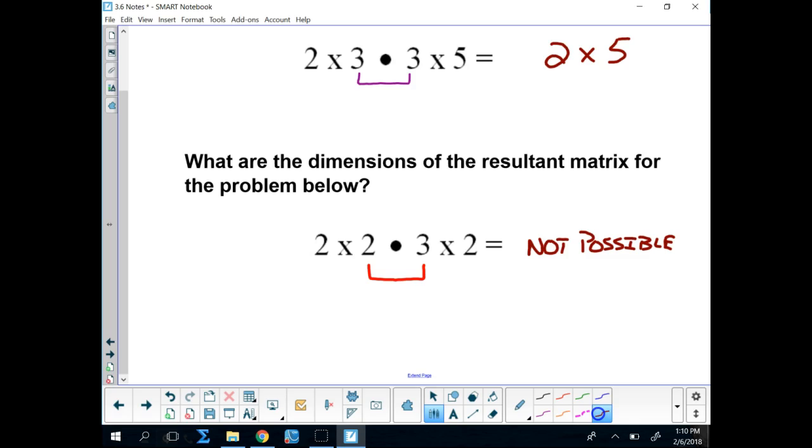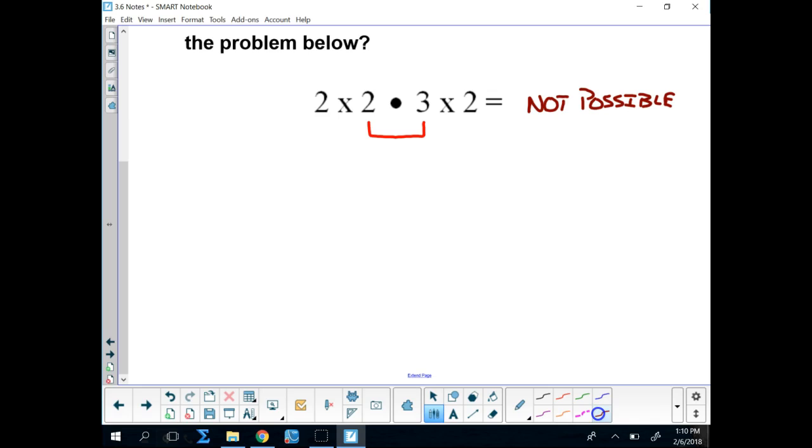What if I switched the order? Is that one now possible? Yeah, that's possible now. And the result here would be a 3 by 2. So can you switch the order, or are you just doing that for the sake of changing up the problem? No. If it says do it A times B, you got to do A on the left and B on the right.